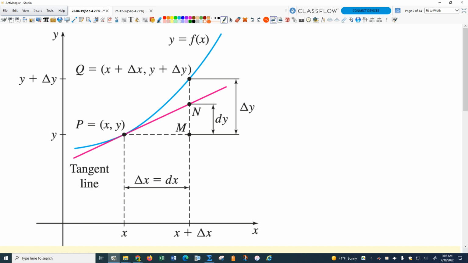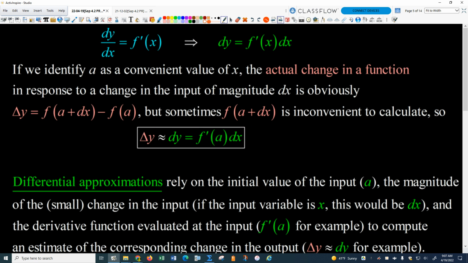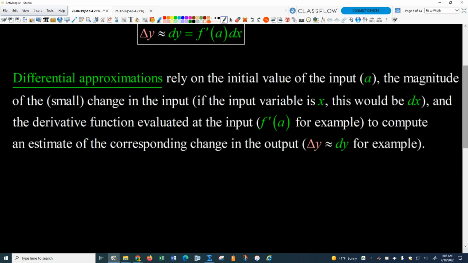How much did that change when we incrementally change the input by dx? What's the change in the value of the line, the height of the line? And that's very easy to calculate. That's just f prime of a times dx every time, where a is the starting value and dx is how much we're tweaking the input every single time. That's it. Very, very simple. Okay?